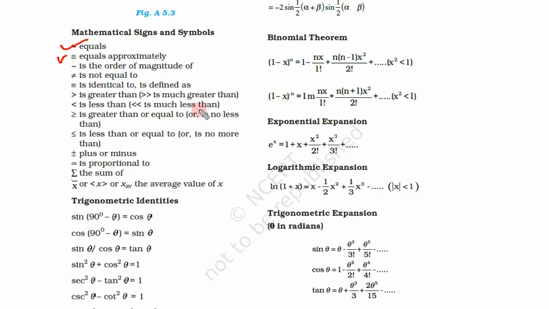Okay, so this sign is the order of magnitude. Order of magnitude means something like this: suppose a quantity is 700 and another quantity is 600. They are not equal, they are not approximately equal, but they are of the same order. Both are of the same order.